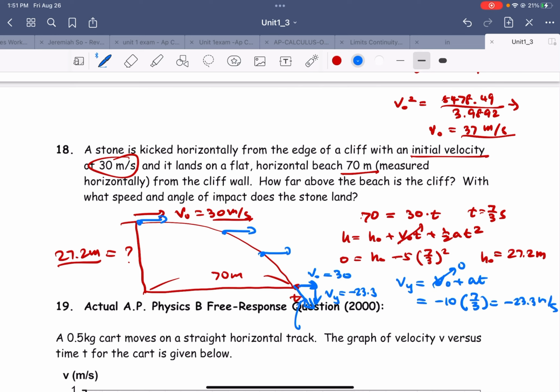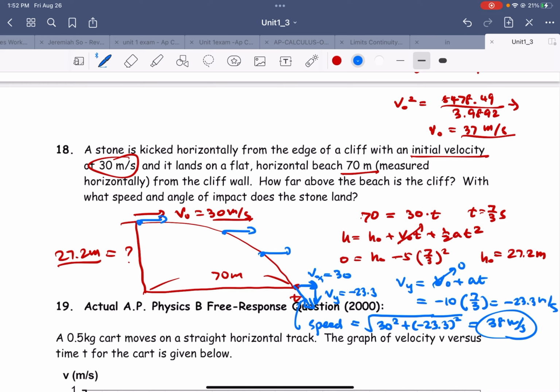So when it impacts the ground, what is the speed? Your speed is the square root of the x portion, this is the x portion, so 30 squared plus negative 23.3 squared. Okay, if you use a calculator for that, you get 38 meters per second. That's the speed. Speed doesn't have a plus or minus. It's always positive. It's the magnitude of the velocity. So the speed is 38 meters per second.